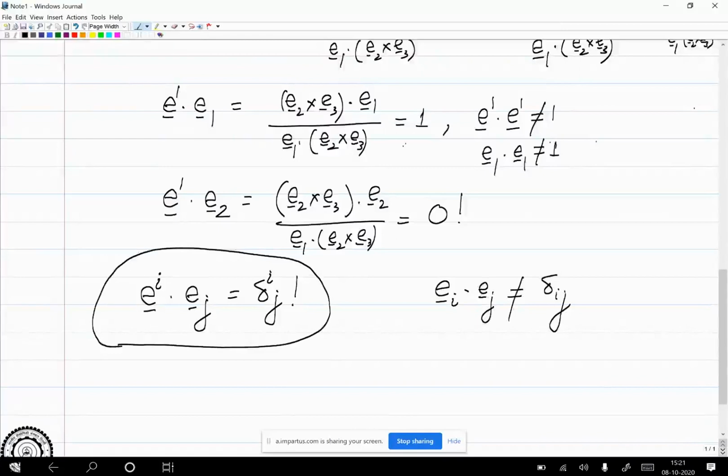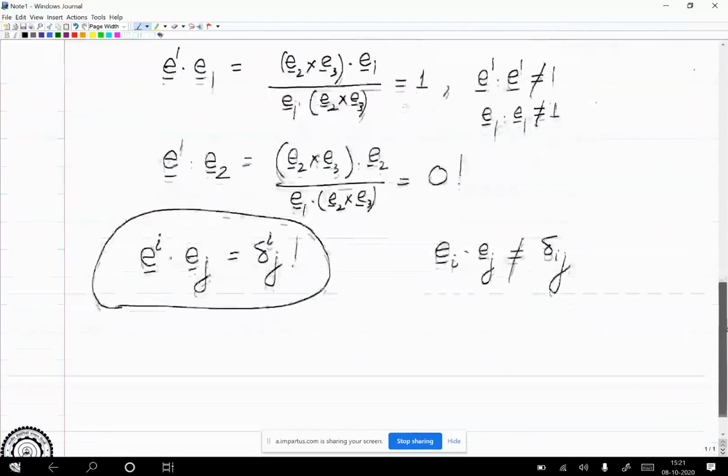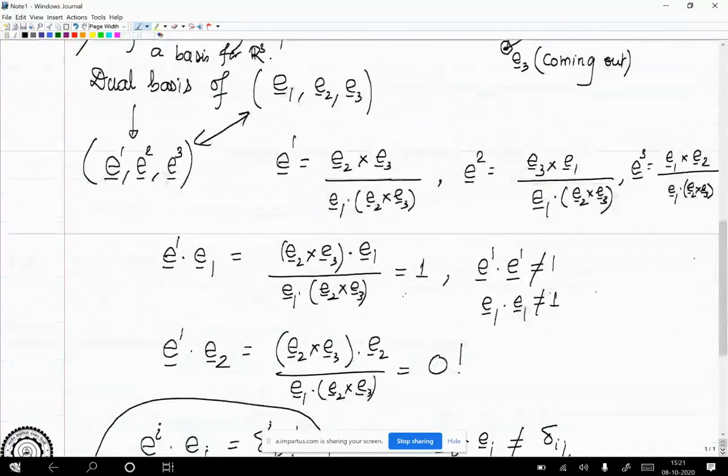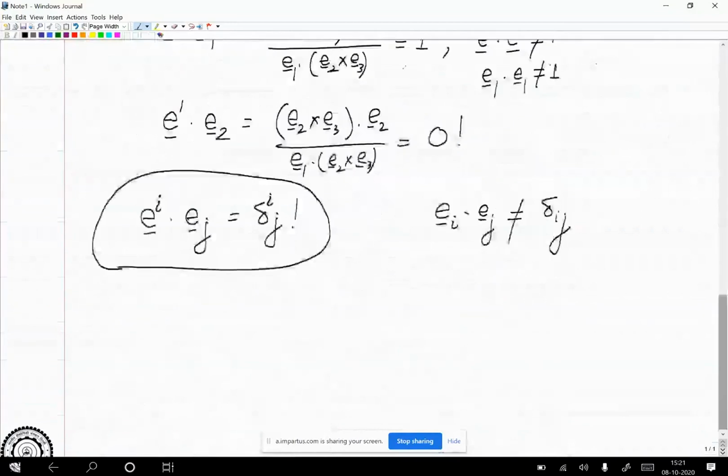So you can see the advantage of having a dual basis, isn't it? Well, you'll see now what the advantage is. They are a really nice set of bases. I hope you are with me till now. Yes. Okay.